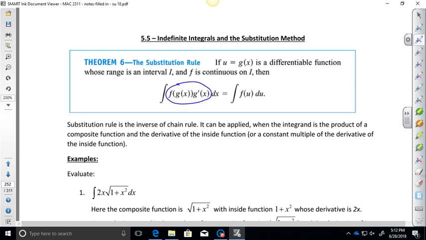Okay, so let's look at this problem. Suppose I want to integrate (2x squared plus 3x plus 7) to the 10th power times (4x plus 3). This is my question. Which one would I take as u? Tell me, what's the inside function of the composite function? 2x squared plus 3x plus 7. Yes, so I'm going to take that as u. u equals 2x squared plus 3x plus 7.